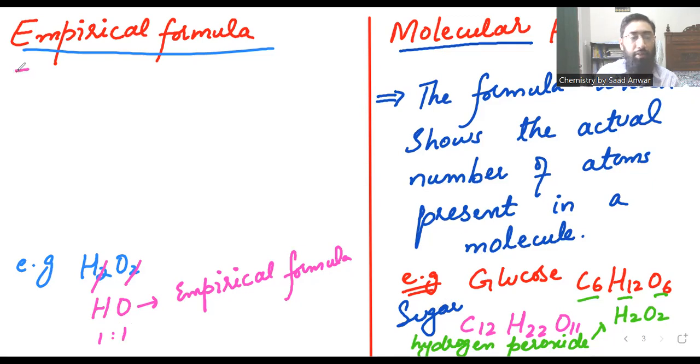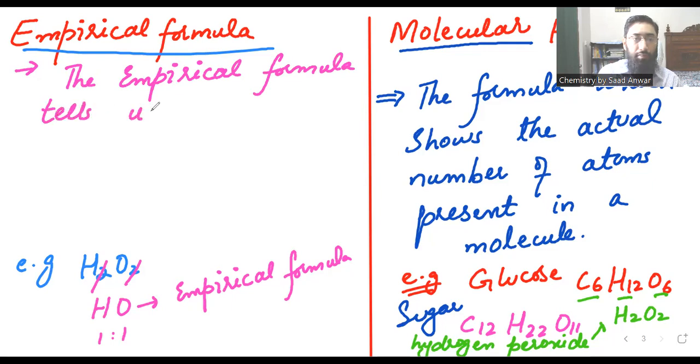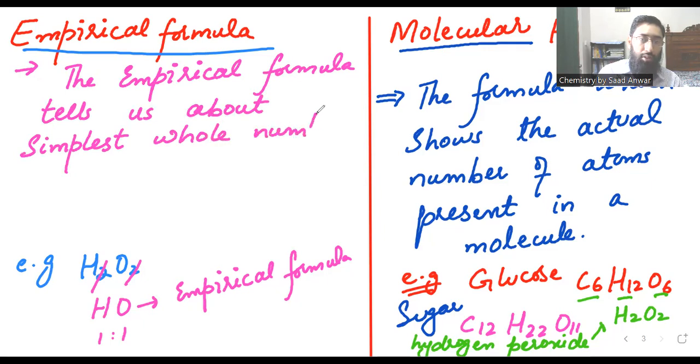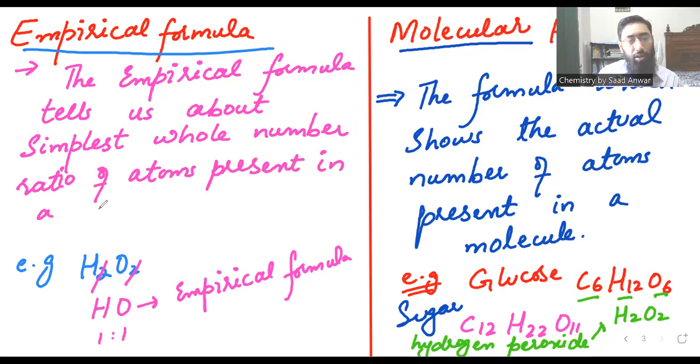Now let's write the definition of empirical formula. The empirical formula tells us about the simplest whole number ratio of atoms present in a molecule or a compound.